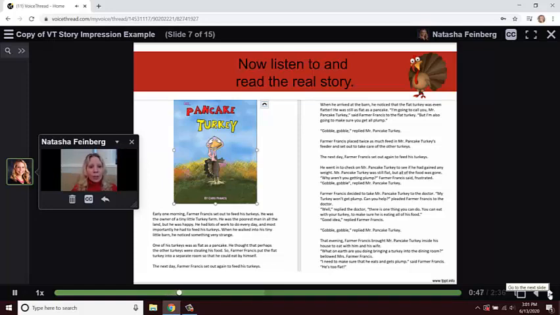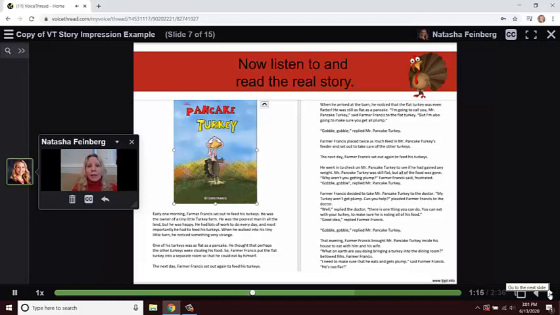One of his turkeys was as flat as a pancake. He thought that perhaps the other turkeys were stealing his food. So Farmer Francis put the flat turkey into a separate room so that he could eat by himself. The next day, Farmer Francis set out again to feed his turkeys. When he arrived at the barn, he noticed that the flat turkey was even flatter. He was still as flat as a pancake. "I'm going to call you Mr.